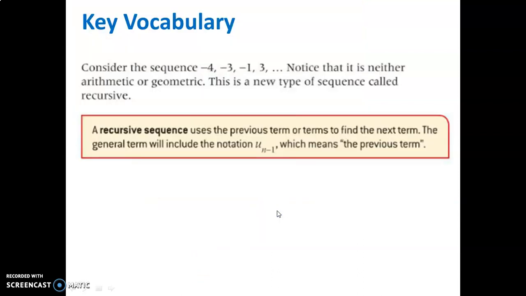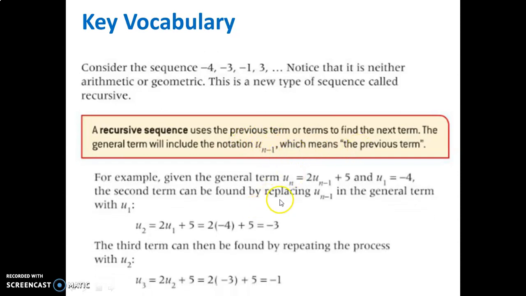All right, some more vocabulary. A recursive sequence looks like this. It's a sequence where the previous term or terms are used to find the next term. So the general term will include the notation u sub n minus 1, which means previous term. Let's take a look. We have this here, and it says there's our general rule, but this is recursive because we can see instead of n in this equation like we had prior, we have u sub n minus 1. So when you see that in there, you know it's a recursive rule.